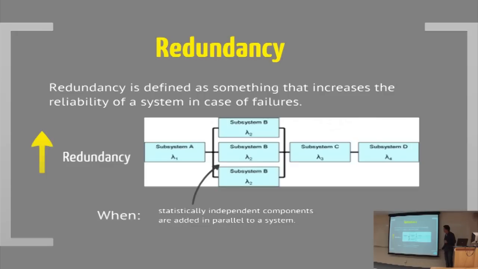And redundancy is defined as something that increases the reliability of a system in case of failures. So redundancy increases when statistically independent components are added in parallel to a system. As you can see, this is a system, and you have subsystem A all the way down to D. There are assumed inputs in any kind of system, and you have an assumed output. Again, in any plan, you're assuming certain inputs inside your plan. And finally, you want to have some sort of preserved output. And so redundancy is when there are multiple systems.